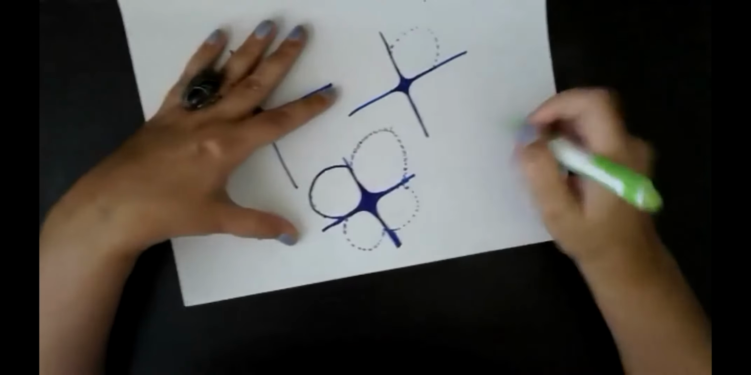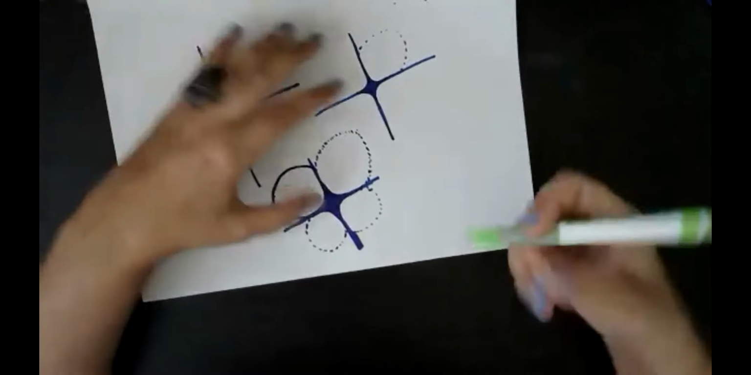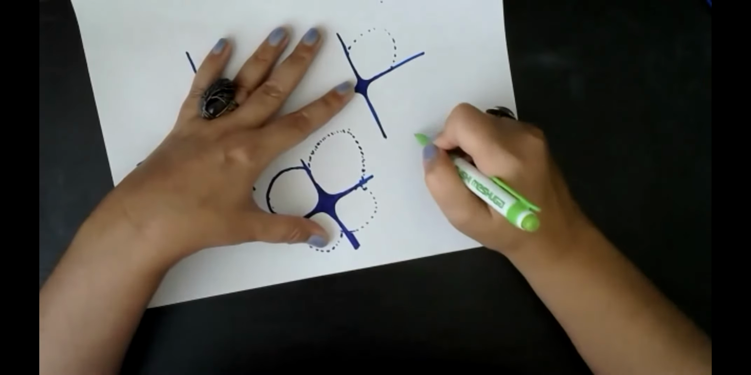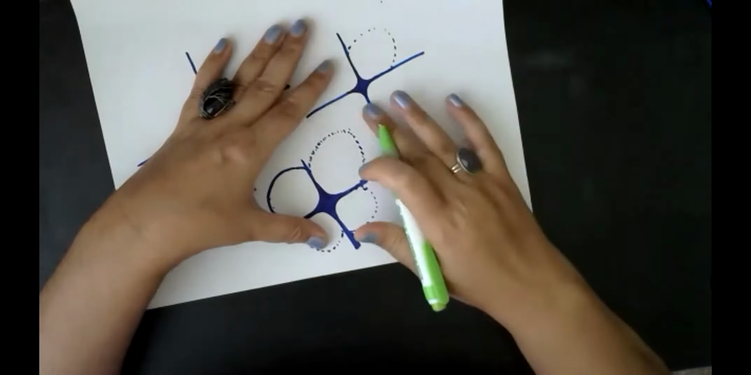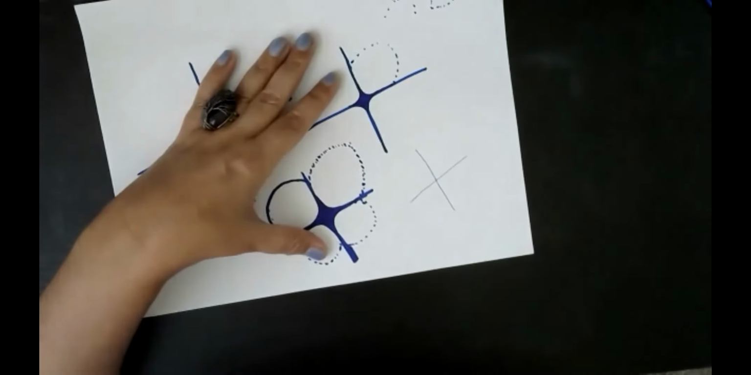Look what happens if I start drawing with a pen, okay? First of all, it's a bit faint. It's not as bold as the marker, right?